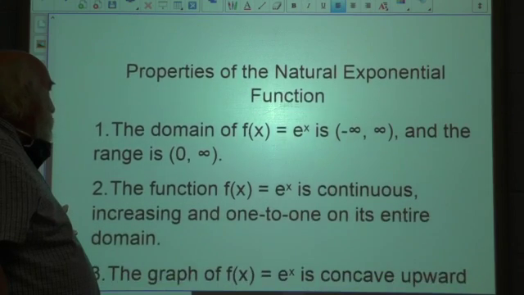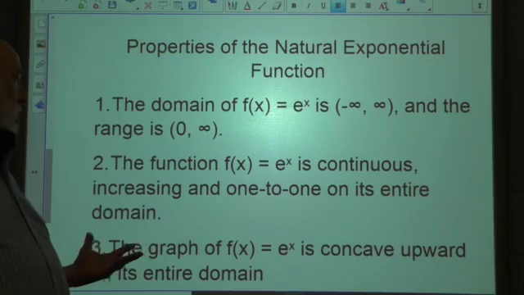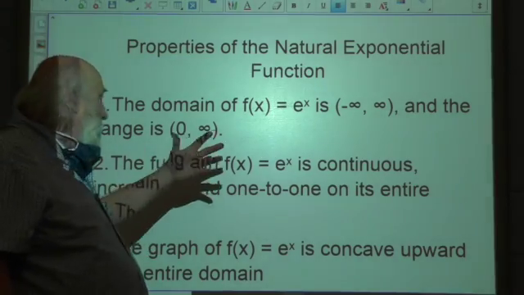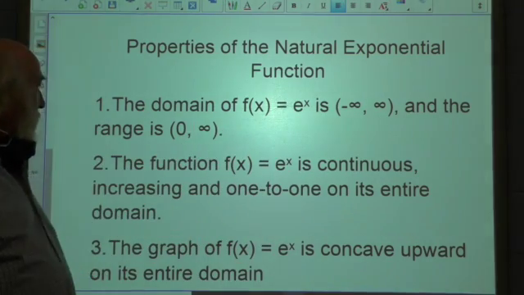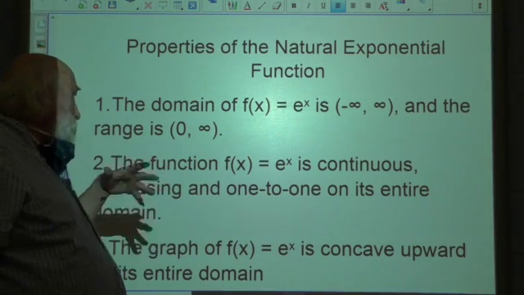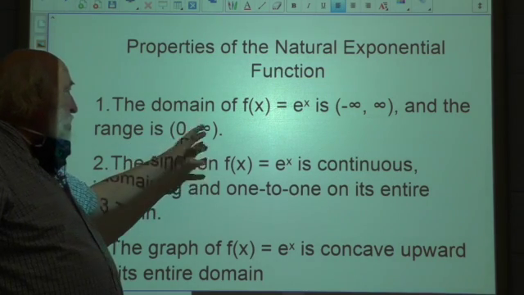The properties of the natural exponential function are that the x values for e to the x power can be anywhere from negative infinity to infinity, and the range, or the y values, or the f of x values, is anywhere from 0 to infinity, not inclusive.